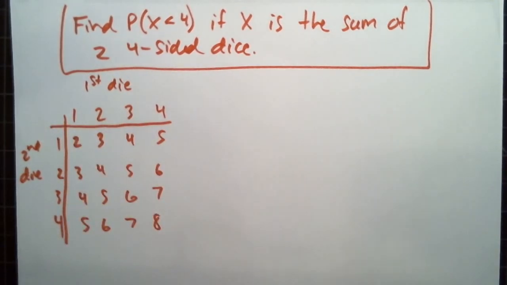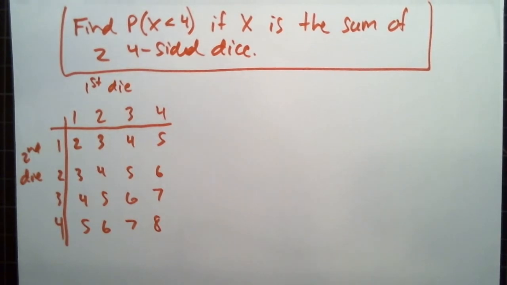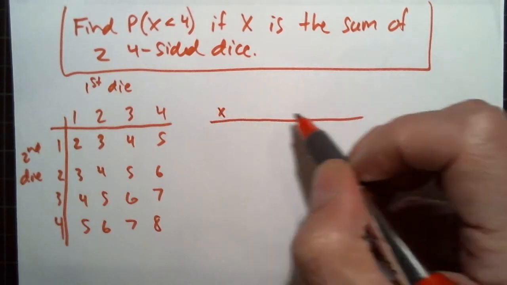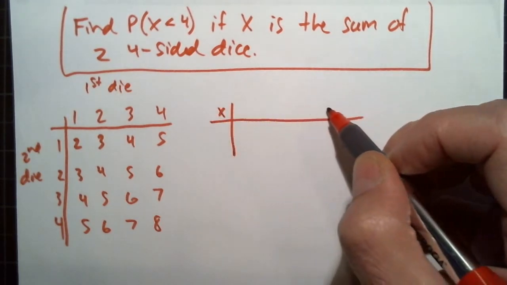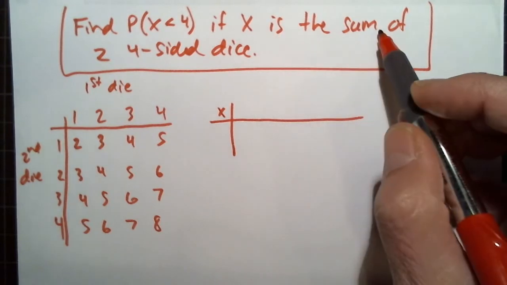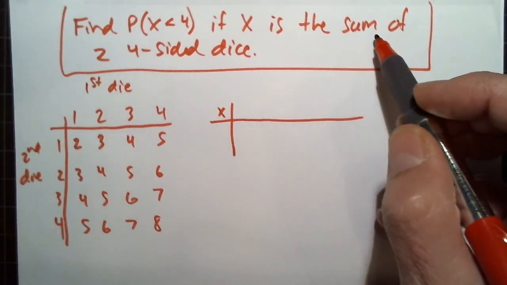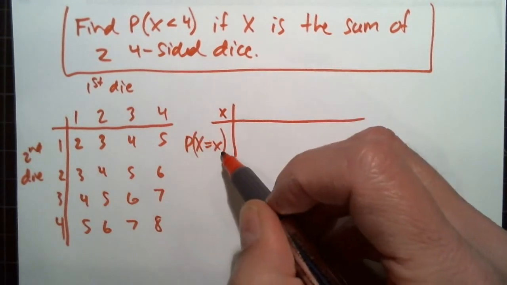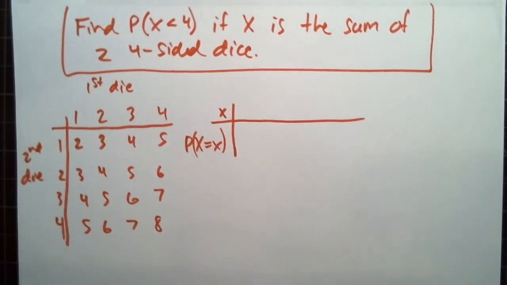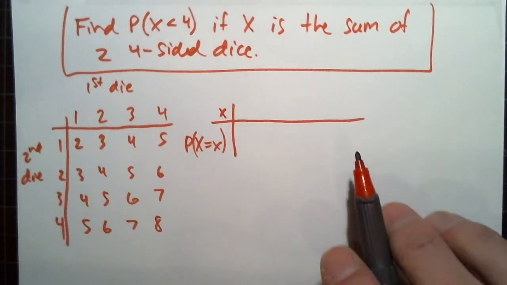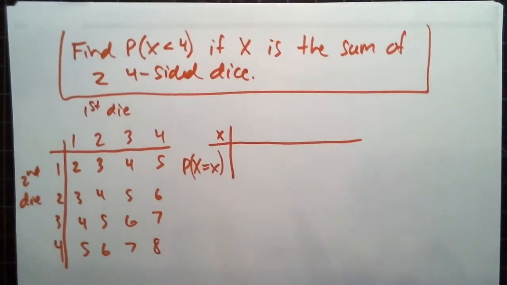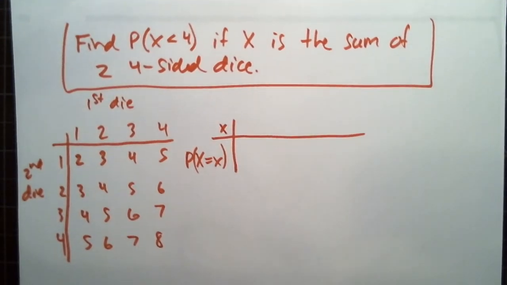And that lets us look at the sample space. These are all the possible outcomes. Okay, let's look at lowercase x. You want to write out the values that x can have if x is the sum of the two dice, and then the probability of capital X equaling that lowercase x. Okay, so you finish it, make the table, draw the graph, and find the probability. Pause the video.